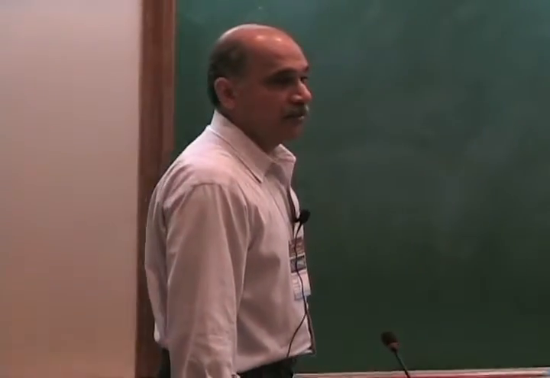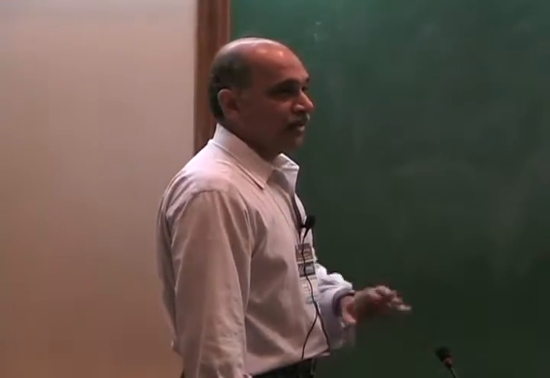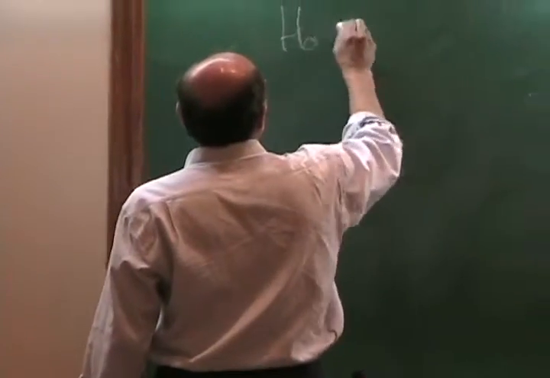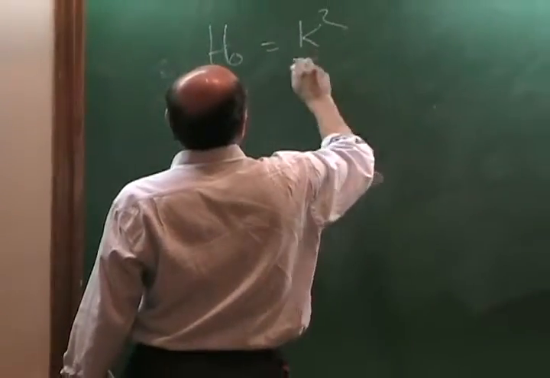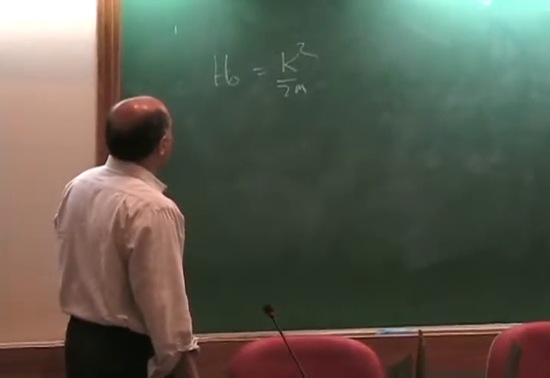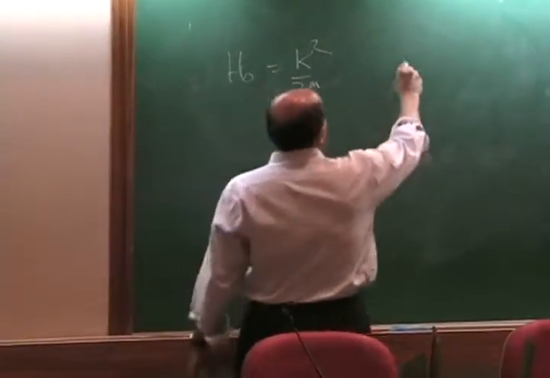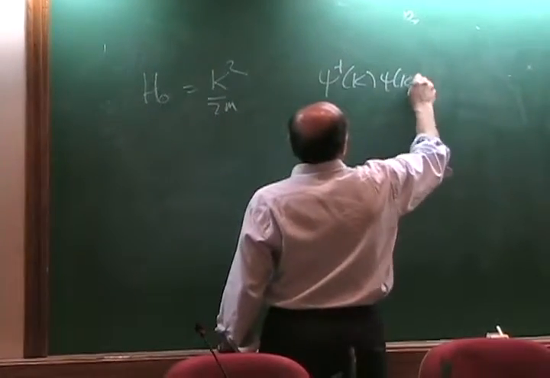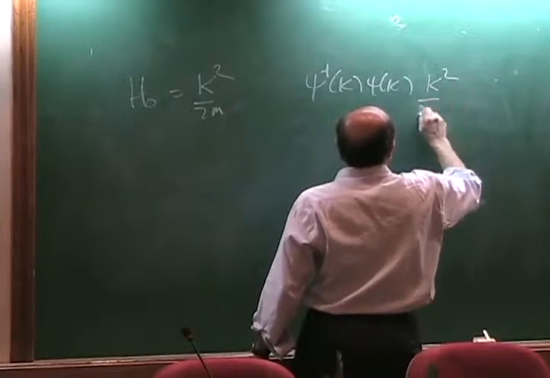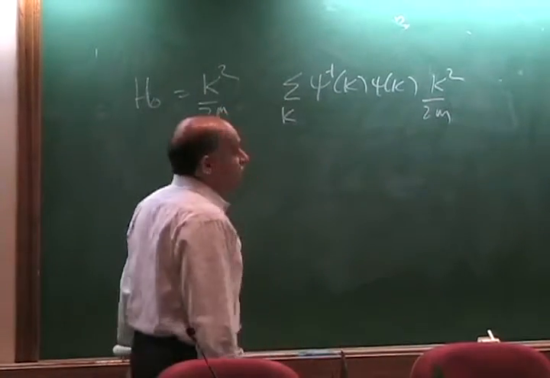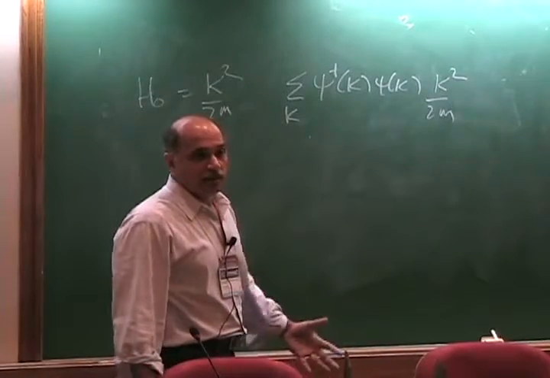So let's take now fermions in 2D, not on the lattice, in the continuum. The Hamiltonian for the non-interacting fermion is just k squared over 2m. In second quantization, it looks like psi dagger k, psi k squared over 2m. Again, I have no spin. The ground state of this Hamiltonian is no fermions, no energy, nothing.